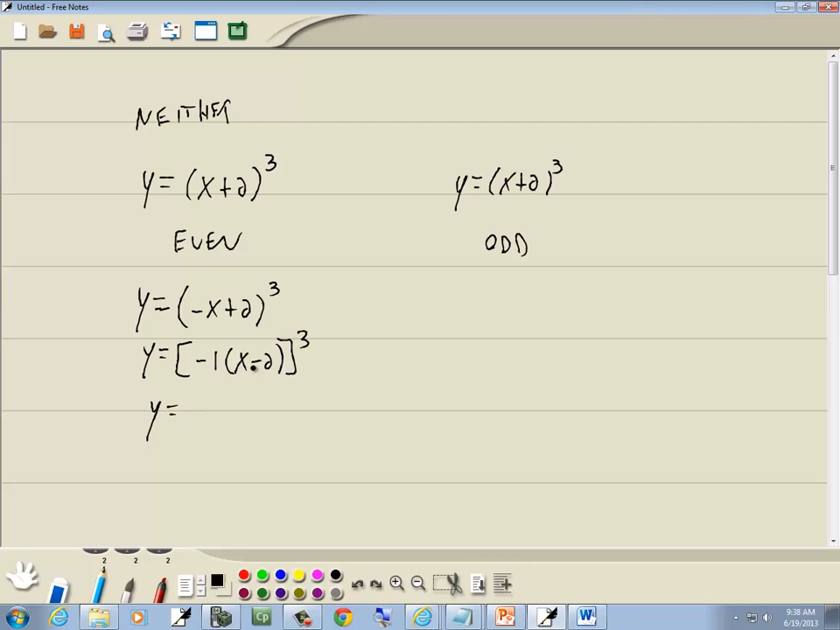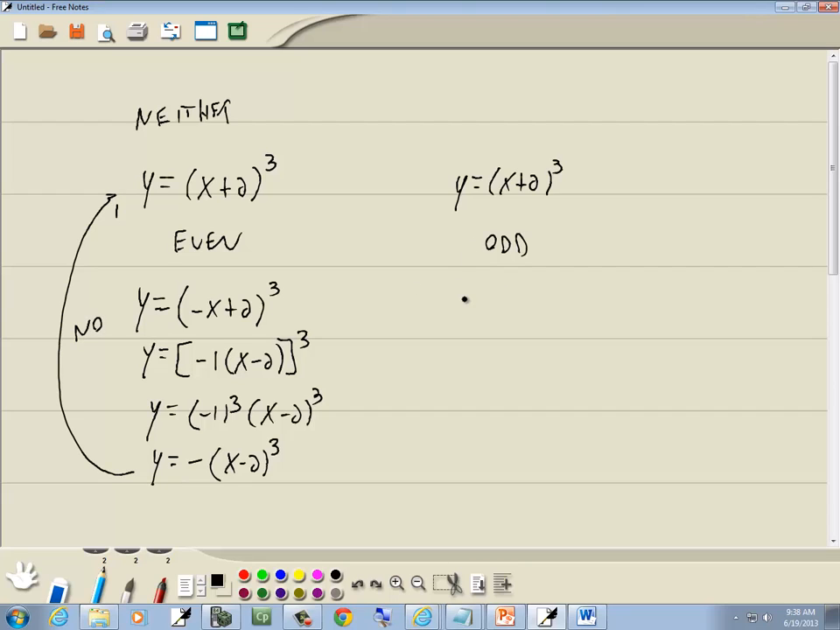And since these are multiplied together and I've got it to a power, I can take the negative 1 to the third power, and I can take the x minus 2 to the third power. Well, negative 1 to the third power is negative 1, or just negative. And then this is just x minus 2 to the third. And it's close. I got the x by itself inside the parentheses here, but then this is a minus, and we got a negative out in front. So there's no way I can get it to equal the original.